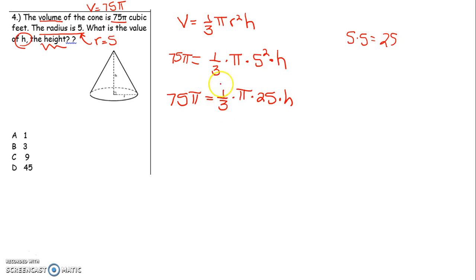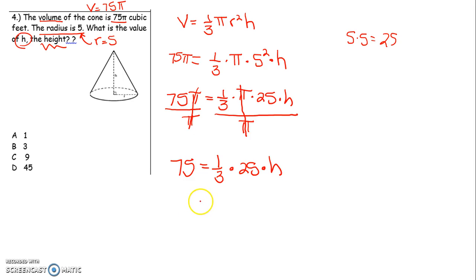Right now I could multiply 1/3 by 25, but I think that's going to make the math a little more difficult, so I'm just going to save that 1/3 for a minute. The whole goal is to get H by itself. I can see some things I can divide off. How do we undo multiplication? Division. I can divide off to make my life a little bit easier. See how there's pi on both sides? We can divide by pi. Pi divided by pi, fancy form of 1, bye-bye. So then I have 75 equals 1/3 times 25 times H. Just makes my life a little easier.